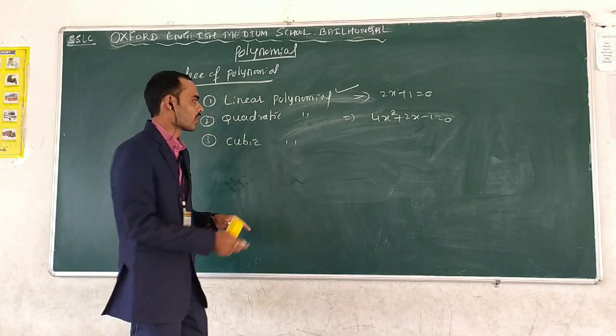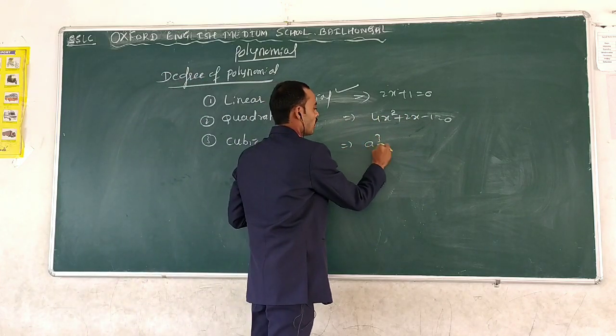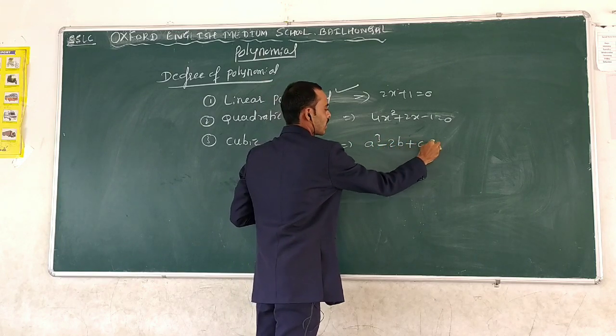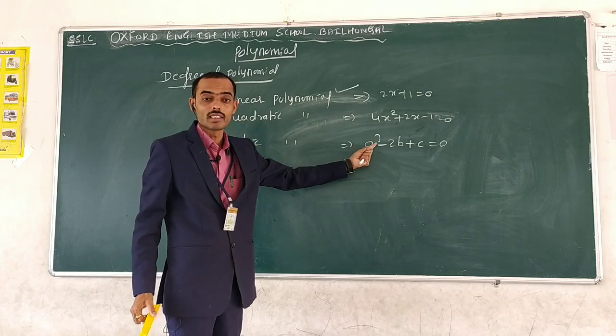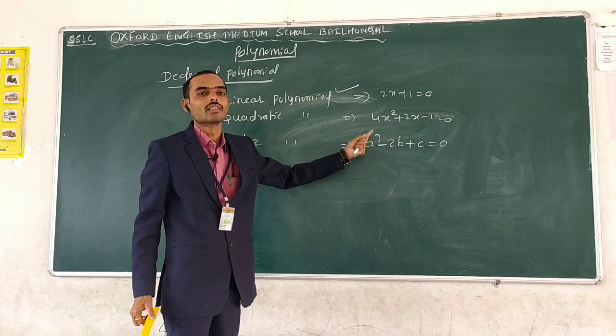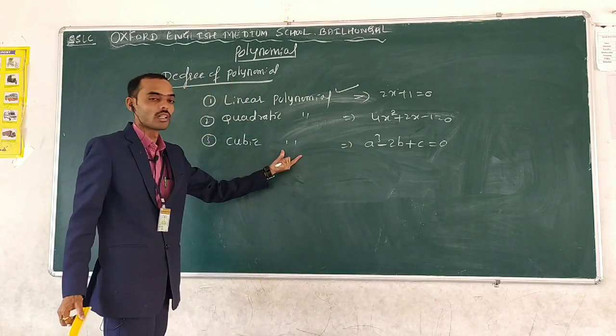Okay. Third one is cubic. See here, a cube minus 2b plus c is equal to 0. Okay. So, highest exponent is 3. That is, the degree is 3. Therefore, it is called cubic polynomial.